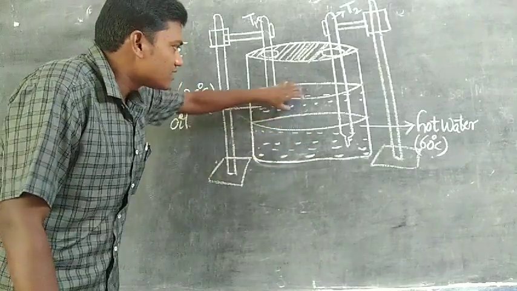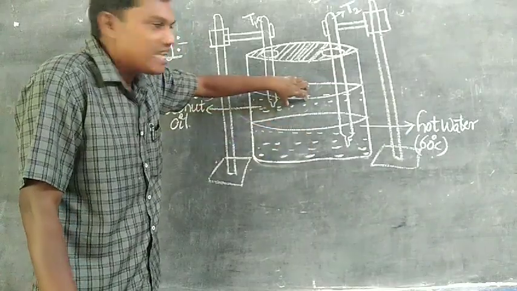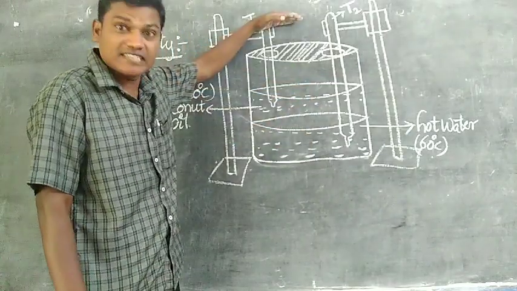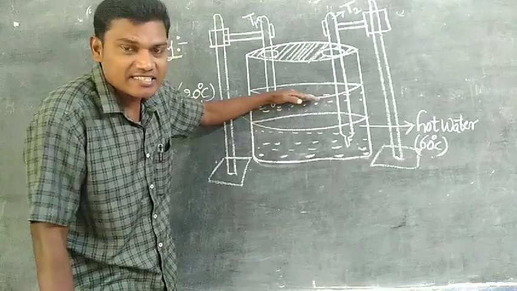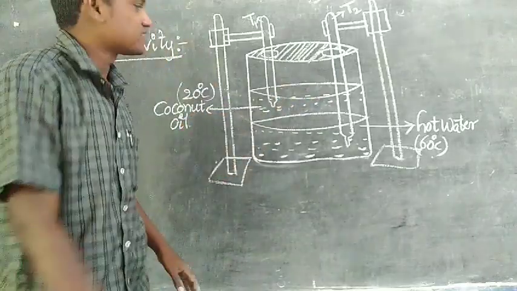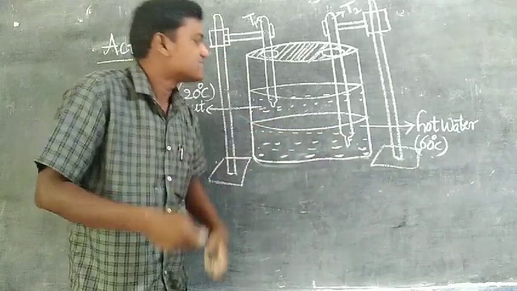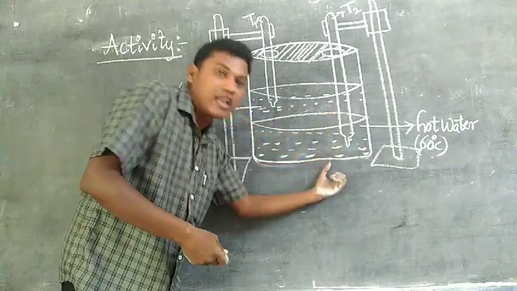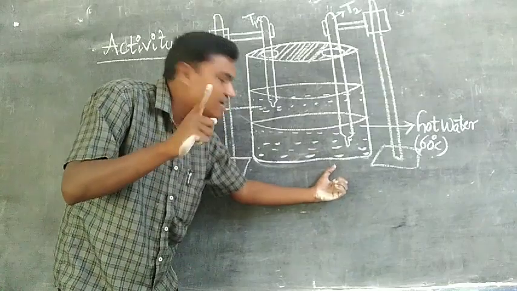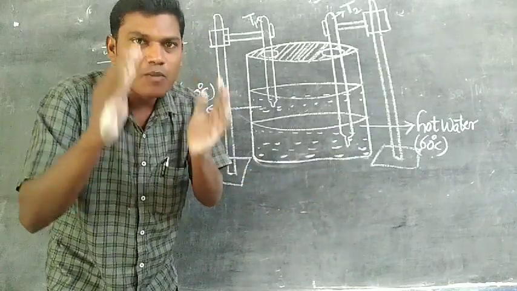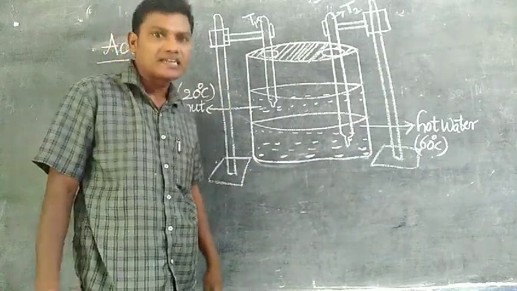Why? Because the oil absorbs the heat energy, its temperature increases. Due to that, the kinetic energy also increases. In the case of water, it loses heat energy, so the temperature gradually falls. Due to that reason, the motion of the molecules also gradually decreases.